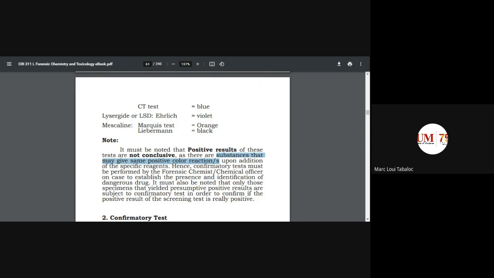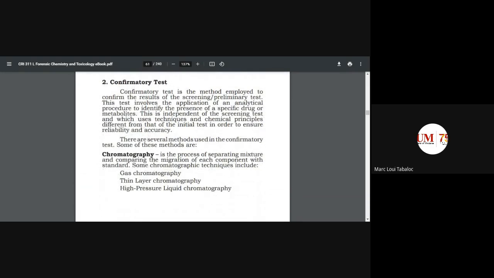It would only yield presumptive positive results during screening test. And of course, itong mga resulta na ito would be tentative. And it would still be needed for the specimen na masubject to a confirmatory test. So, in the confirmatory test, of course, ito yung magko-confirm na. So, this is employed to confirm the results from the screening or preliminary test. Okay? It would confirm these results coming from the previous phase, yung screening test.